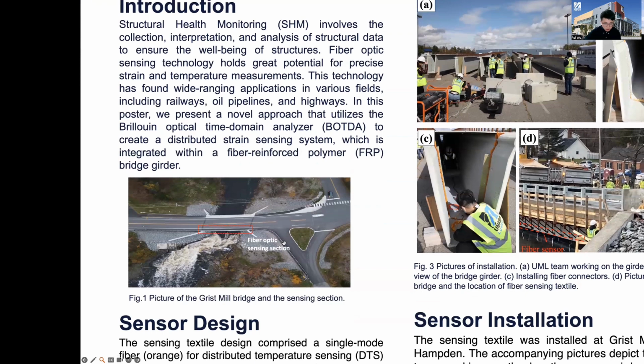From Figure 1, it shows a drone photo of the Grist Mill Bridge, which serves as a focal point of our structural health monitoring project. In this image, you can see the entire bridge structure, and the red box indicates our sensing section.